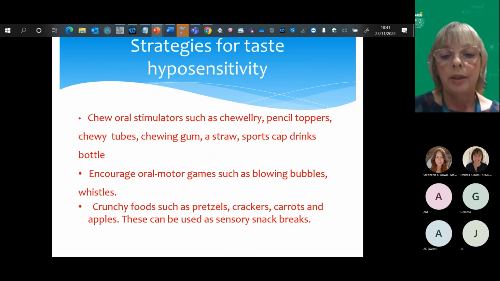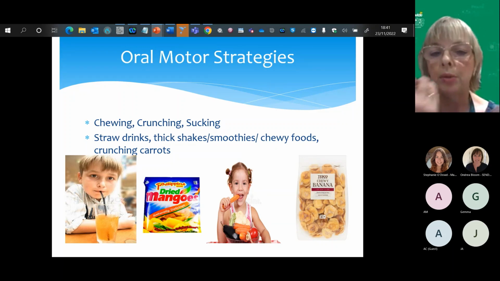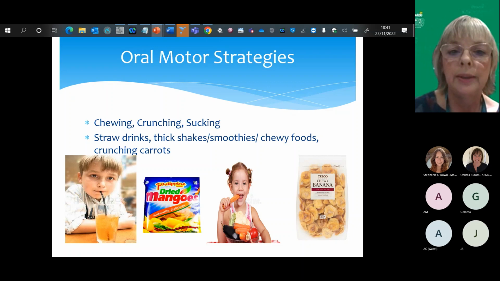That's some strategies. I won't go through them because we are running out of time, but they're there for later on. Again, there's some pictures and ideas for oral motor strategies. So when we talk about oral motor, we talk about using our mouth. That's chewing, crunching, and oral motor is linked to all the senses. So it's linked to obviously taste. It's also linked to proprioception because chewing and crunching gives us a lot of proprioceptive input.